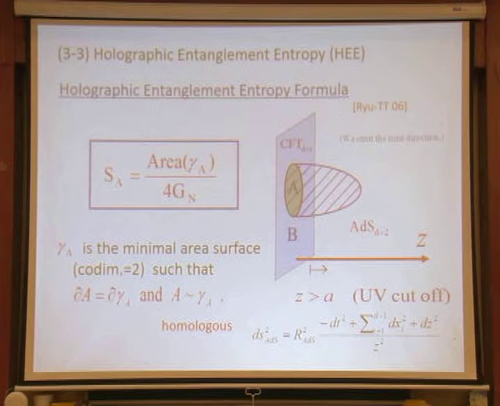This surface gamma A should end on the boundary of A, so ∂γA should be ∂A. And also, there are topological conditions, which are a little bit subtle. This region A should be topologically equivalent to this surface. In this formalism, we can say A and gamma A are just homologous to each other.